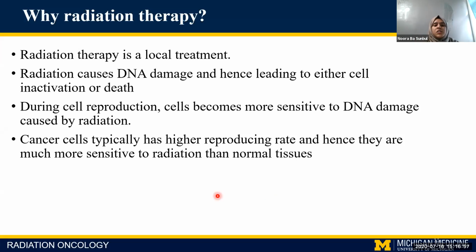It depends on the idea that radiation causes damage to the DNA, and that damage will lead to either cell inactivation or death. It has also been shown that during the reproduction cycle, the cell becomes much more sensitive in its reproduction stage. Taking into consideration that cancerous tissues have a higher reproduction rate in comparison to normal tissues, those tissues will be much more affected by the damage caused by radiation than the normal tissues.